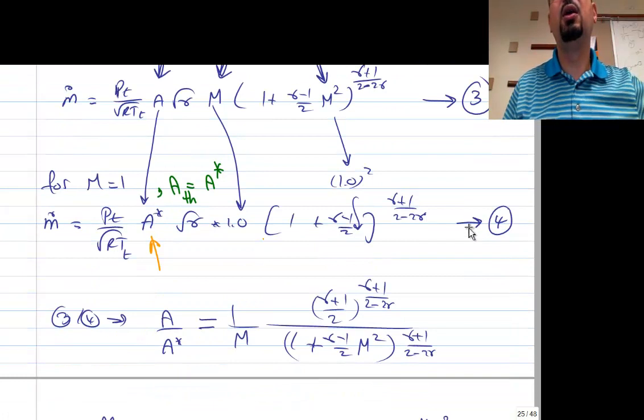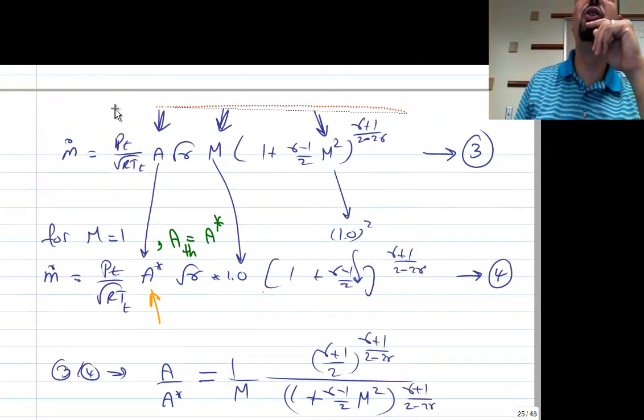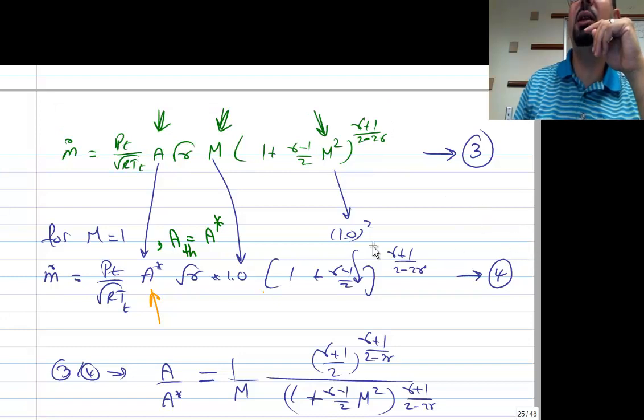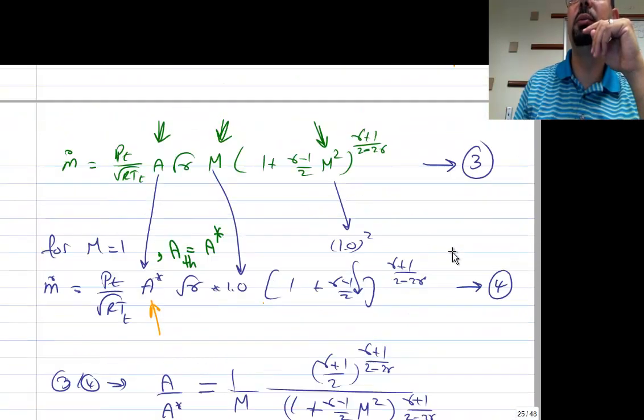Okay? Right, so what happened then? So he got this equation, right? And he got this equation. Ouch.